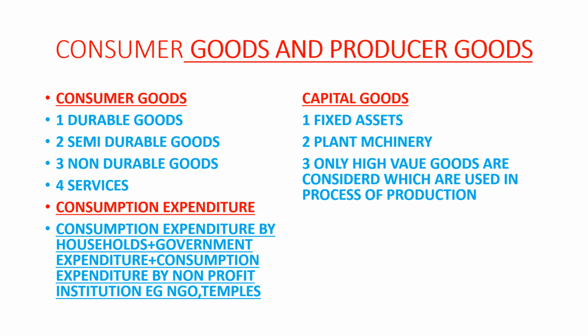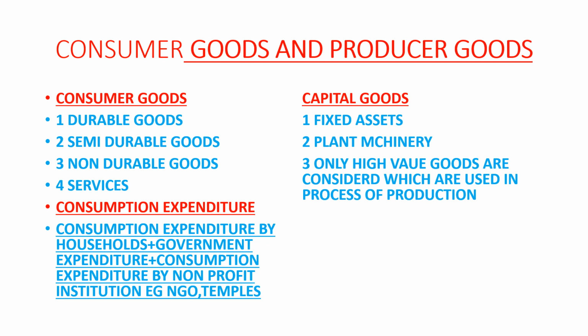Then capital goods. Capital goods are purchased by producers. They are fixed assets like plant and machinery. This is used repeatedly and for a long time for production of goods and services. But only high value goods are considered as capital goods. Raw material used in production of goods and services not considered as capital goods because they cannot be used repeatedly.